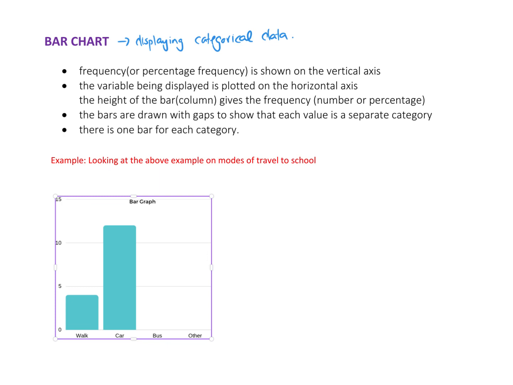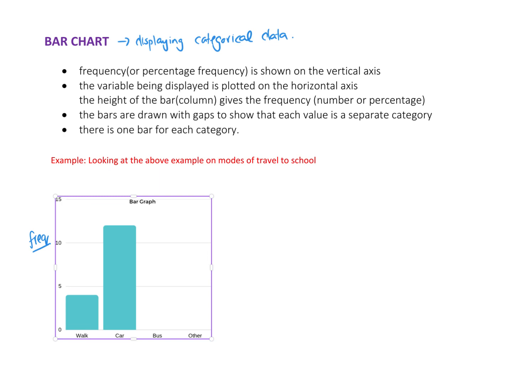All right, so a frequency or percentage frequency is shown on the vertical axis of the bar chart. So when they're saying the frequency, it's on the vertical axis, that's here. You're going to see the frequency along here. This one is just a plain frequency graph that we're going to do. And the variable is shown on the horizontal.